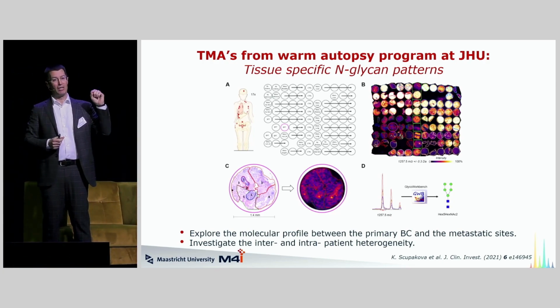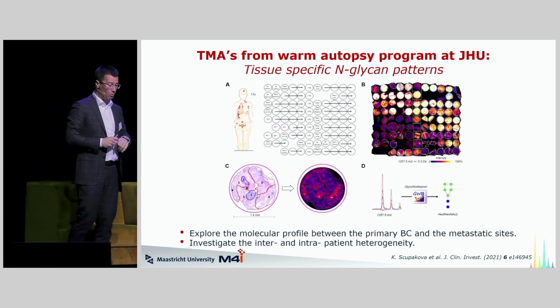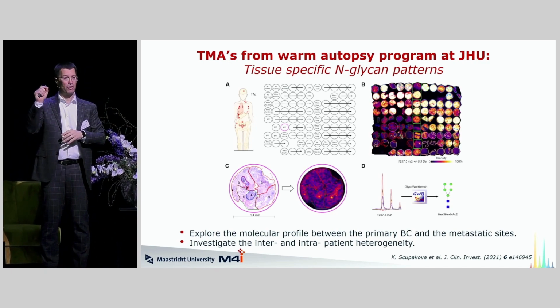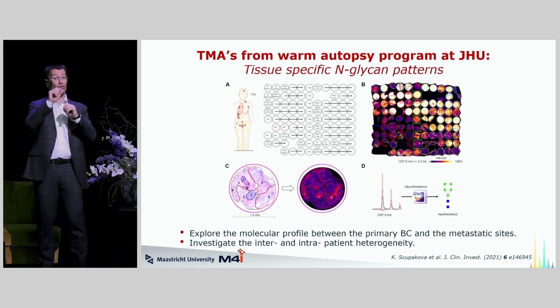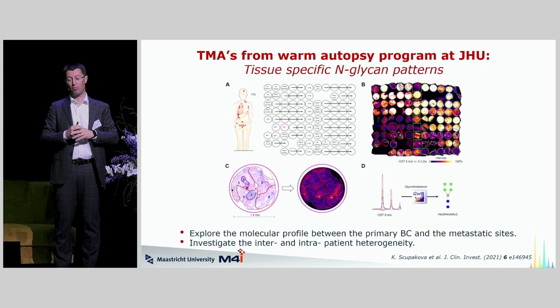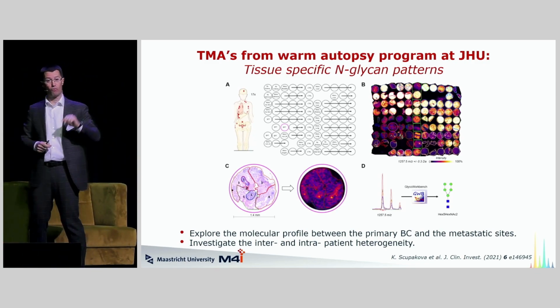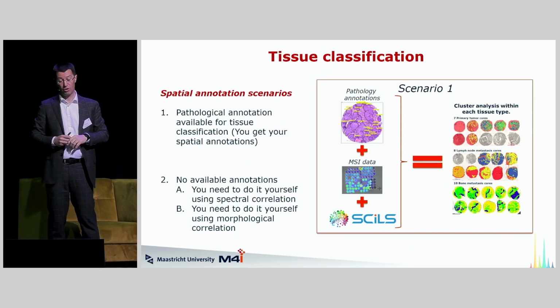I'm going to finish by showing you how we used all of this in a warm autopsy tissue microarray from Johns Hopkins Medical School, where we've taken a per patient TMA, where every patient, the primary breast tumor was sampled, all the secondary tumors were sampled, and all the normal tissue surrounding these metastases were sampled. We sprayed those TMAs with PNGase F from Rick Drake's group, and then did an imaging mass spec analysis.